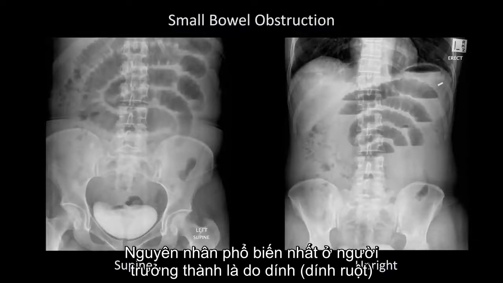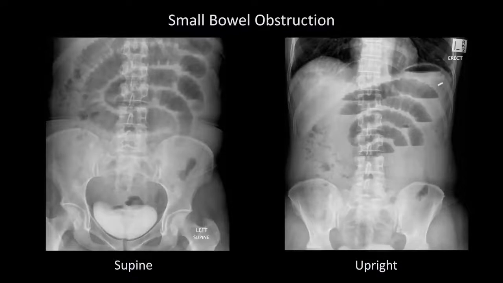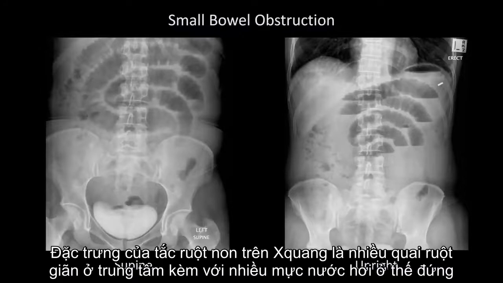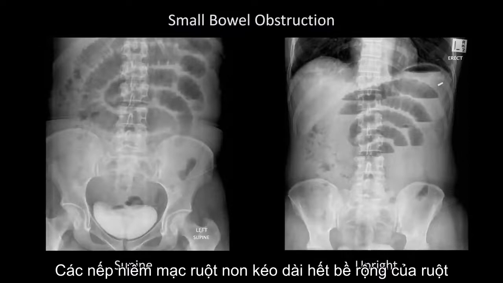The most common etiology in adults is something called adhesions, which in short are bands of scar tissue usually caused by prior abdominal surgeries. The main feature of an SBO on X-ray is multiple, centrally located dilated loops of bowel with multiple air fluid levels on the upright view. Although not directly related to the diagnosis, these films also show nice examples of valvulae conniventes, the small bowel mucosal folds which span the entire width of the bowel.